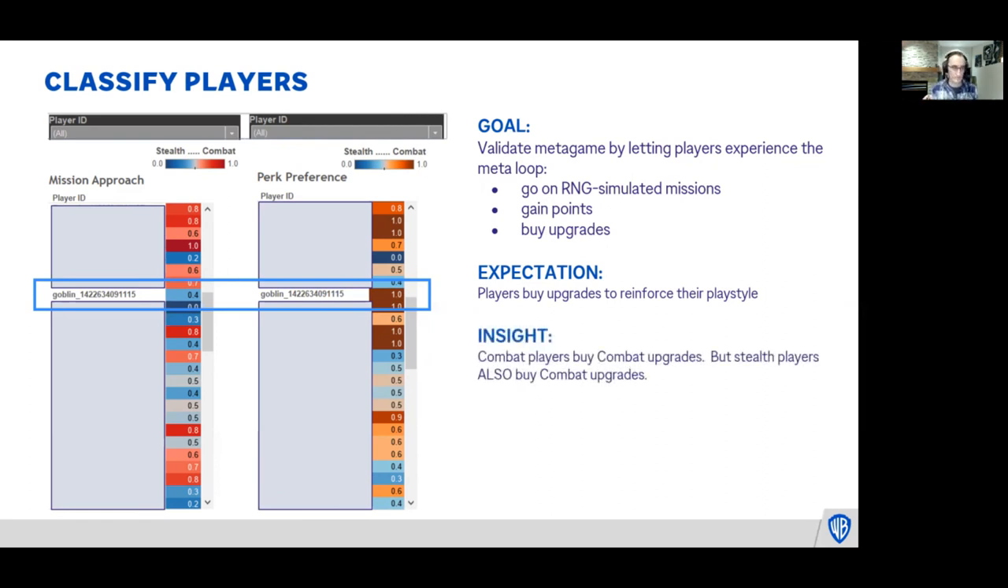So people who went for combat would buy upgrades to improve their combat, and that part makes sense. But about half of the people who played, chose to play stealth, were also buying combat upgrades. And we found that curious. So, this was played by the dev team. There was no game to put in front of in a UR lab at that point.